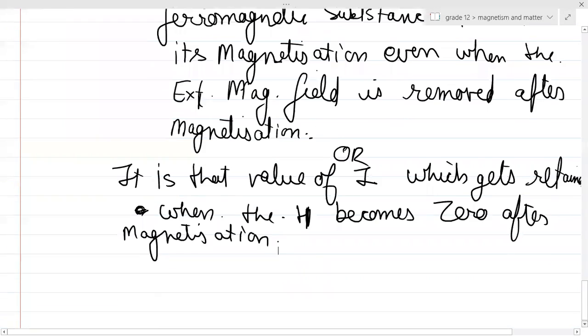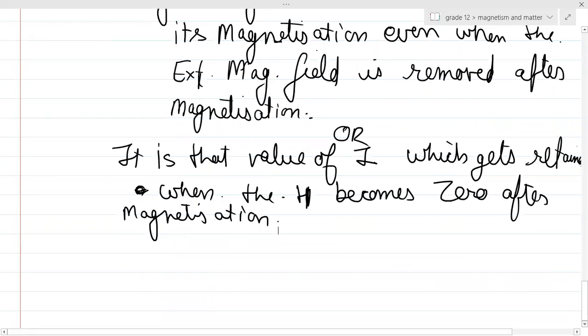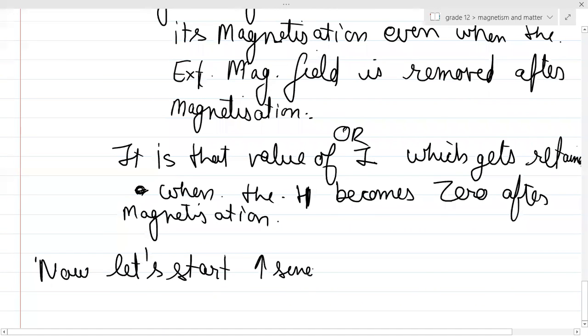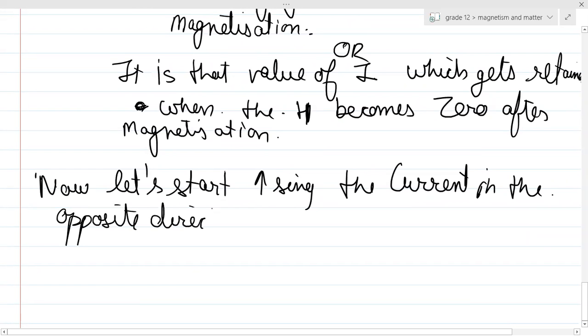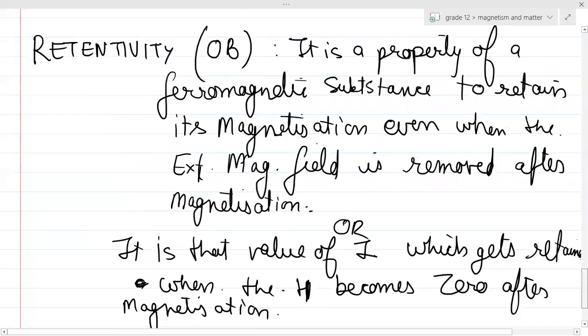We will give them a little bribe too. So basically now what we start doing, let's start increasing the current, but not in the same direction. I'm also increasing the current in the opposite direction. Sir, why are you moving it in the opposite direction? You will find out the reason for this shortly.